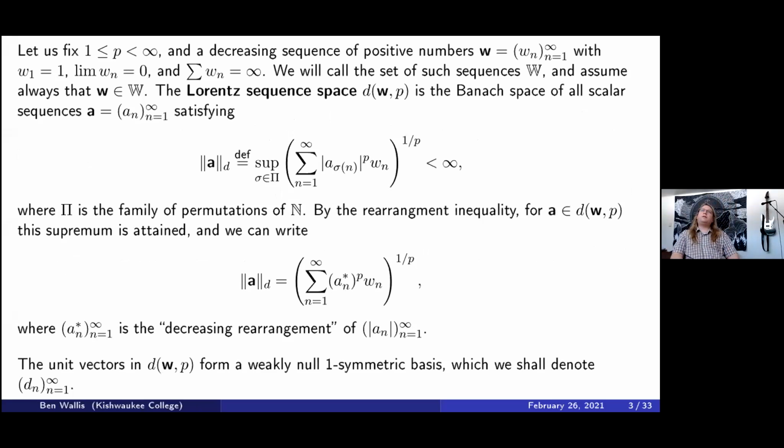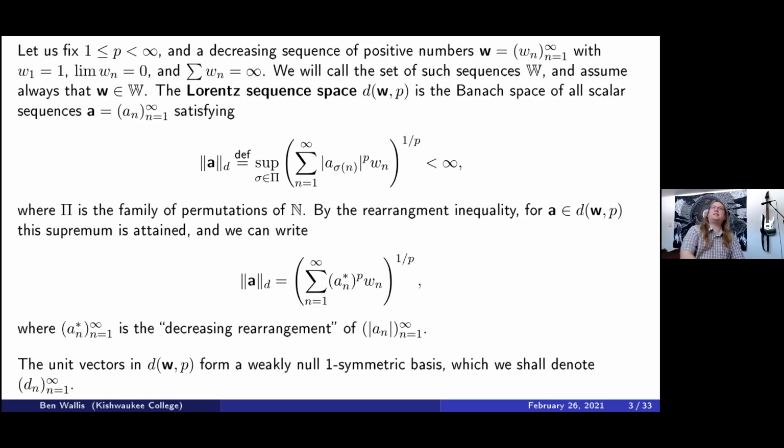So let's talk about the definition of the Lorentz sequence space. It's kind of like a weighted ℓp sequence space. You've got these weights here, and there are a couple of conditions on the weights. First of all, you want them normalized, which is to say you want the first element in the sequence to be 1. You want the limit to be 0, and you do not want them to be summable. And they all have to be positive. So they can't be in ℓ1, they must be in c0, and they have to start with 1. We want them all to be less than or equal to 1. We're going to call the set of such sequences funky font W, and we're going to always assume throughout this talk that boldface w is in funky font W.